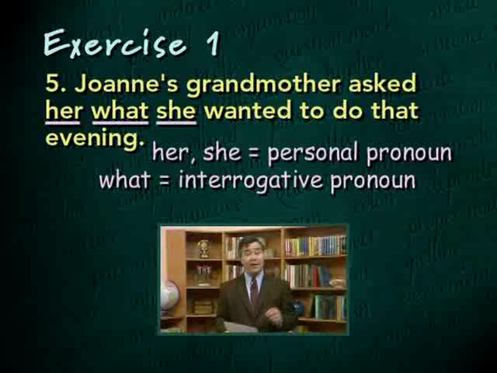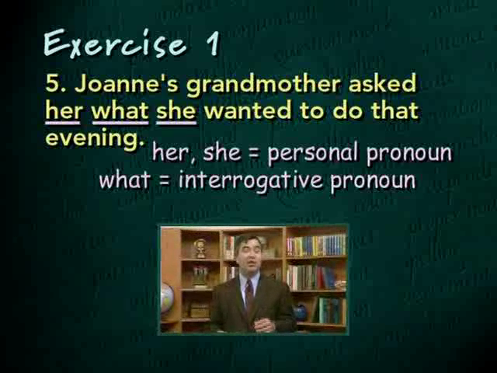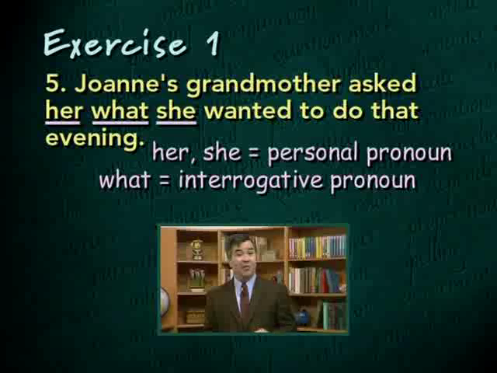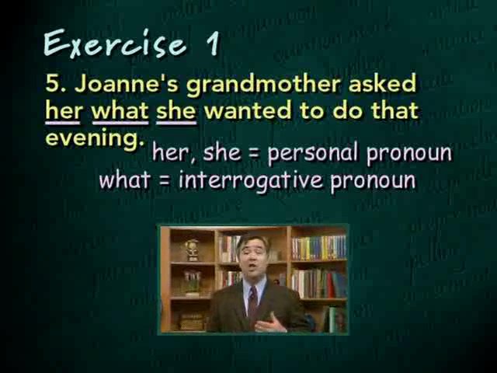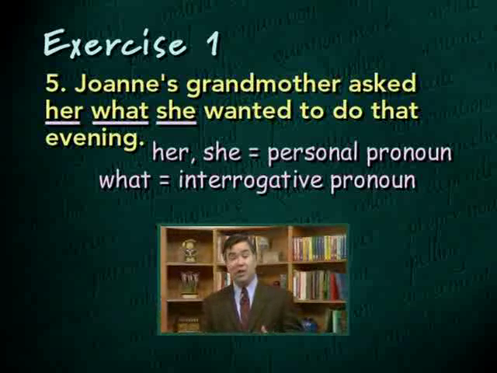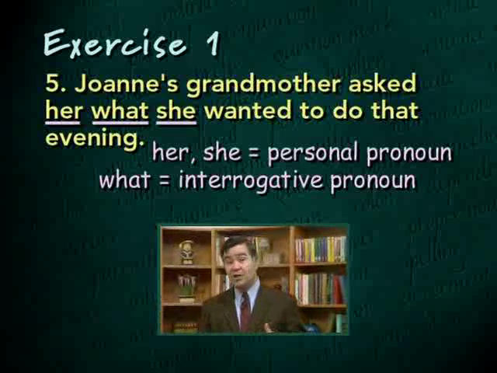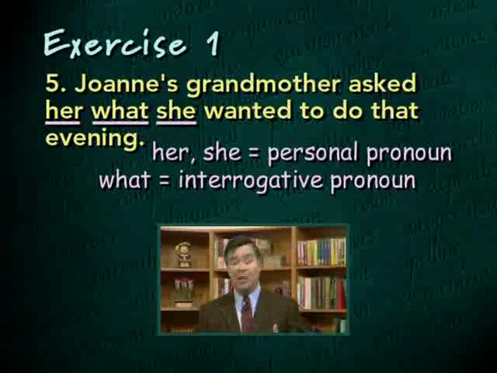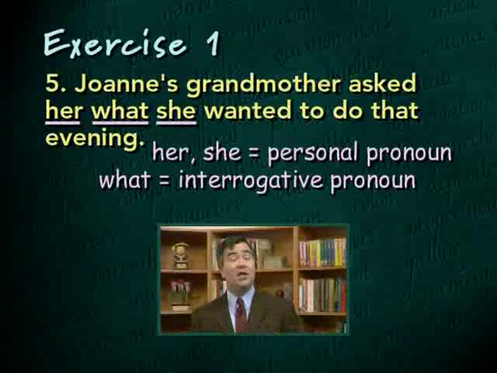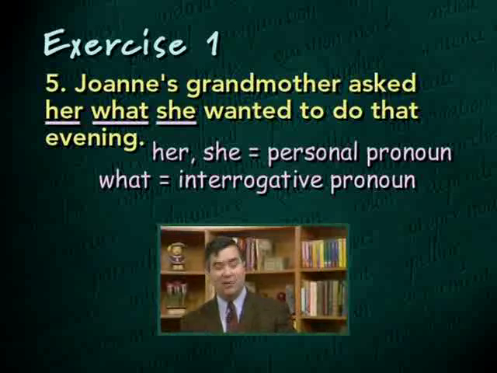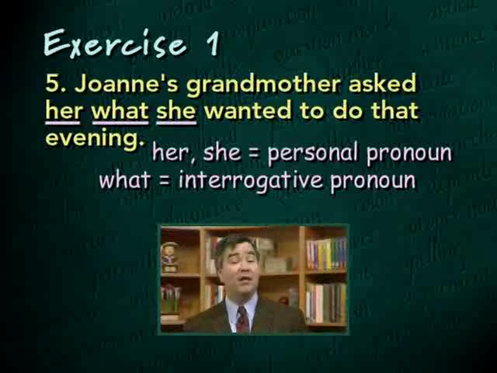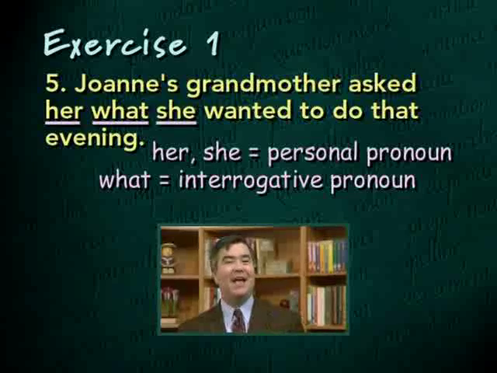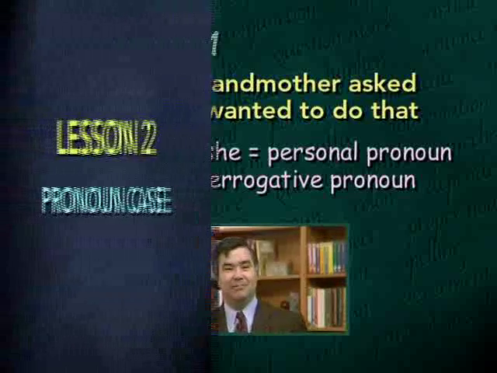Remember, we saw that an interrogative pronoun can be used to introduce either a direct or an indirect question. In this case, the pronoun what is being used to introduce an indirect question. Joanne's grandmother is asking Joanne a question, namely, what she wanted to do that evening. And that question is being reported to us indirectly. So the pronoun what is an interrogative pronoun because it is introducing that indirect question.